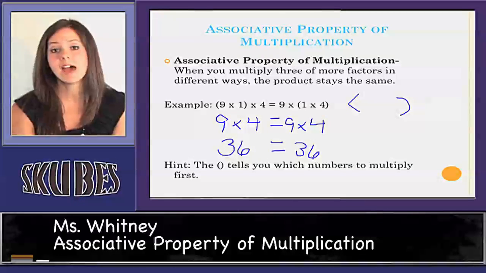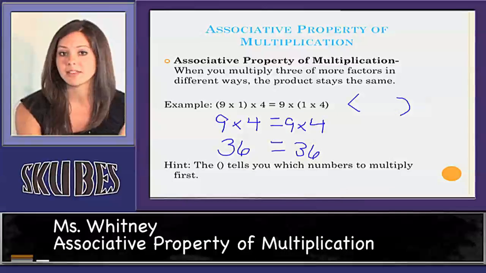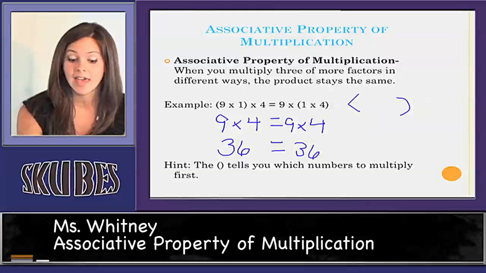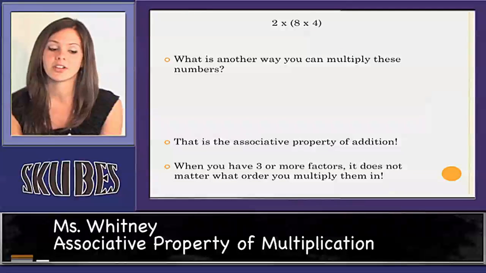As you can see, it did not matter the order in which we multiplied the three numbers. We got the same answer either way. That is the associative property. Let's look at another example.